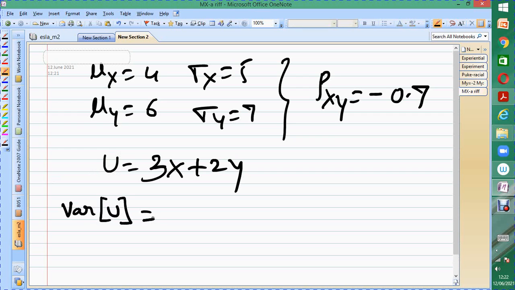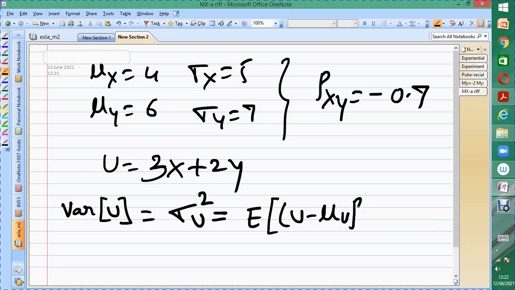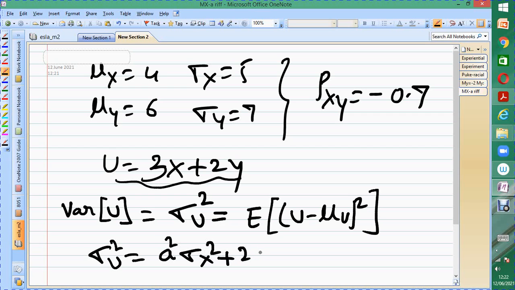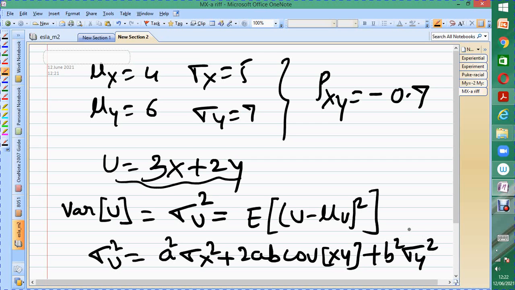So variance of u, when it is mentioned like this, is nothing but sigma u square. So this sigma u square can be obtained by using the equation expectation of u minus mu u whole square. Usually we use this equation, but since the transformation function is given, we have already derived the equation of sigma u square in terms of a and b. That is, it is defined by a square sigma x square plus 2ab covariance of xy plus b square sigma y square. So this equation is known to us.